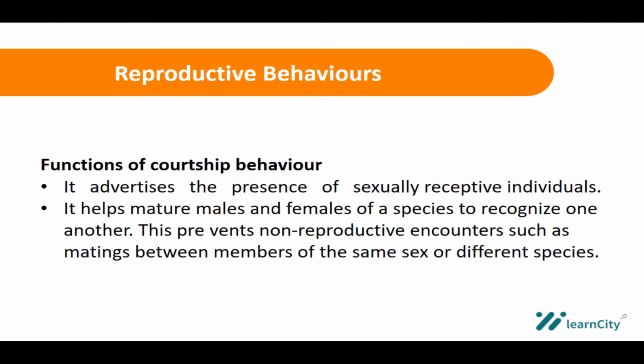Also, it helps mature males or females of a species to recognize one another. So it prevents non-reproductive encounters. It prevents males and females that are not mature from meeting with each other. Animals may not be able to exactly know which one is a mature male or a mature female, so all this courtship behavior is to show that each individual is mature and ready for sexual reproduction.